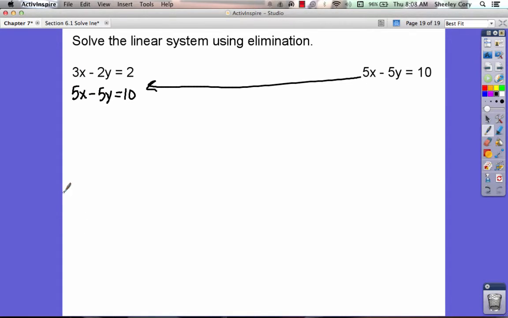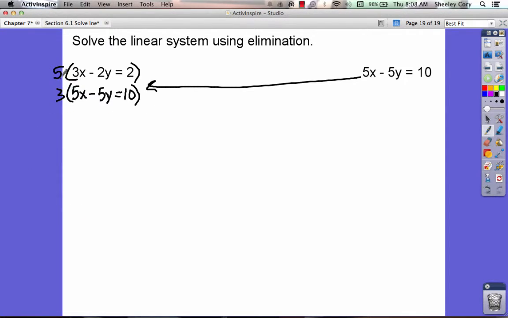I'm going to cancel out the x's. So I've got 3 here and 5 here, so I'm going to multiply the top equation by 5 and the bottom equation by 3 so that they each equal 15. So I'm going to multiply this equation by 5 and this equation by 3. Alright, I'm going to do that right down here.